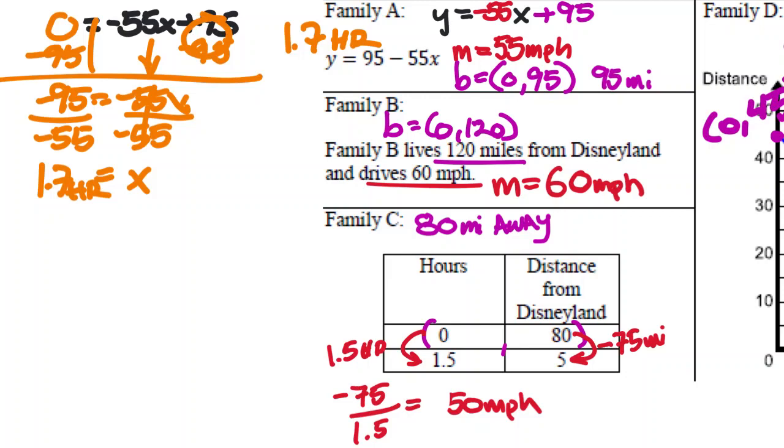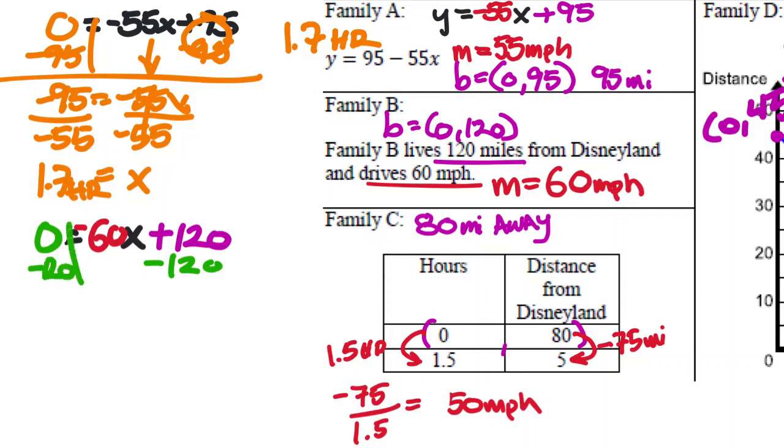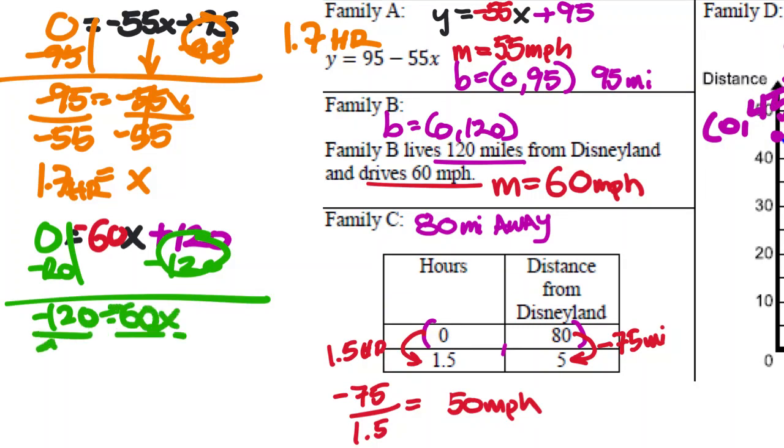Family B, I can do the same thing because we have the slope and the y-intercept on this one. The slope was 60 miles per hour. You can even put negative 60 to show they're getting closer. And they're starting at 120 miles away. But again, we want to know when that y value is going to be 0, because that's the distance from Disneyland. Well, subtract 120. Not everyone needs this. Some of you know it's just 2 hours, and that's fine. So it's negative 120 equals negative 60x. Divide both sides by negative 60. And x is going to be 2 hours. So family B is going to take 2 hours.